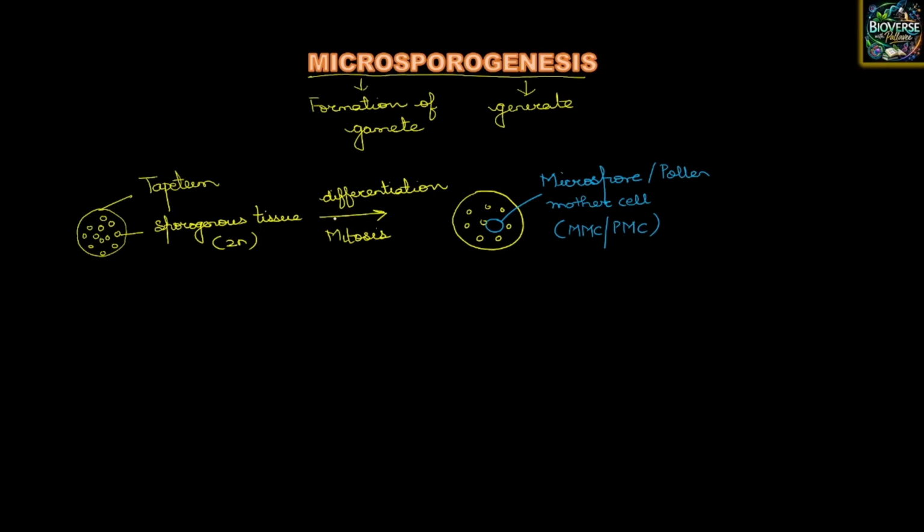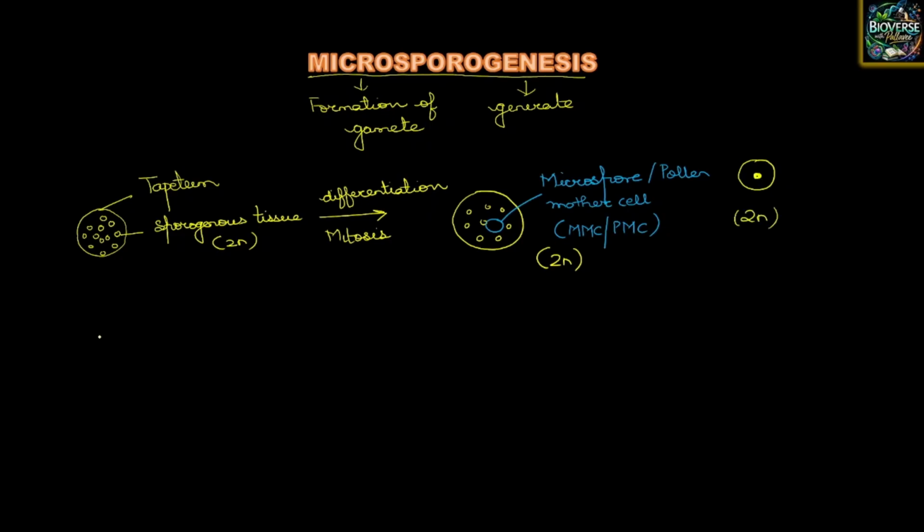Then, when this sporogenous tissue that was present inside the tapetum layer differentiates, it forms the microspore mother cell, but here the ploidy is still 2n. Now, let us enlarge this microspore mother cell, with a ploidy of 2n.